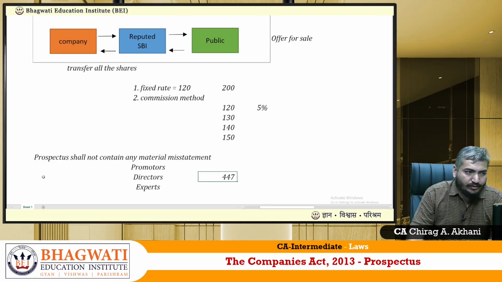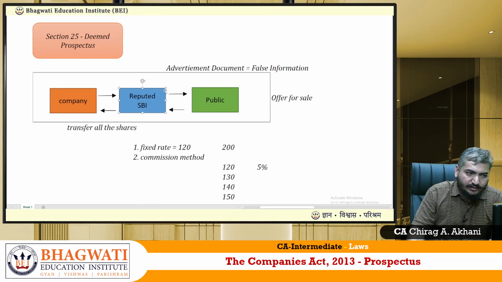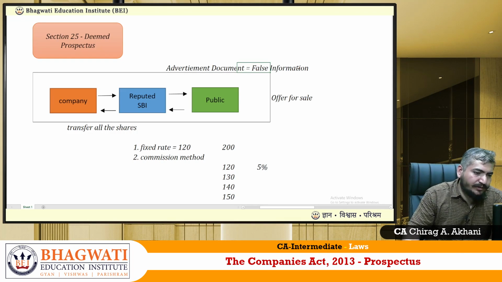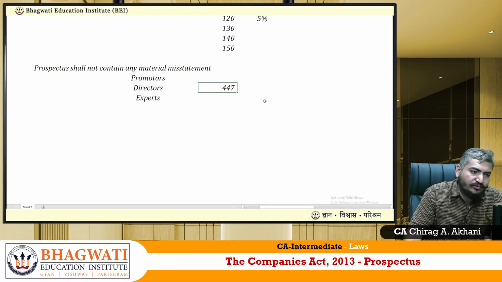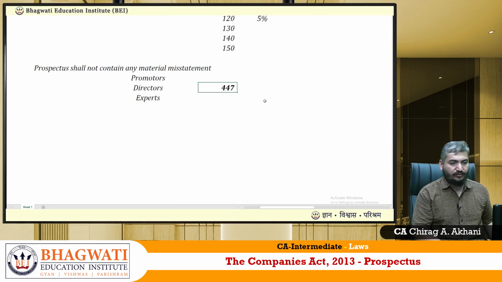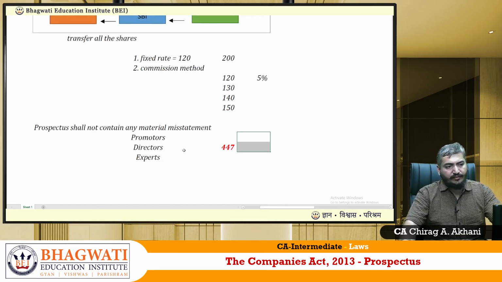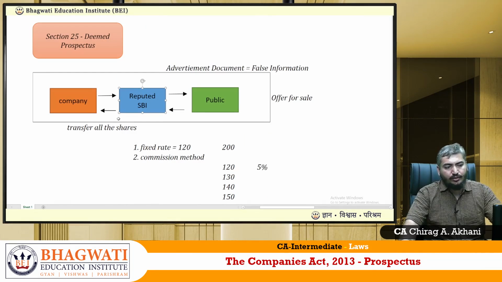So here my question is: if State Bank of India is issuing this advertisement document which contains some misleading information, some material misstatement, some false information, then indirectly I want to ask whether this section 447 applies or not. Whether company's officers are liable or not. Whether this institution's officers are liable or not. That's what we are now learning.